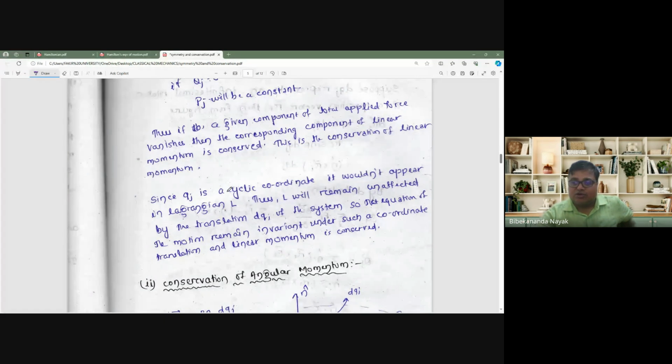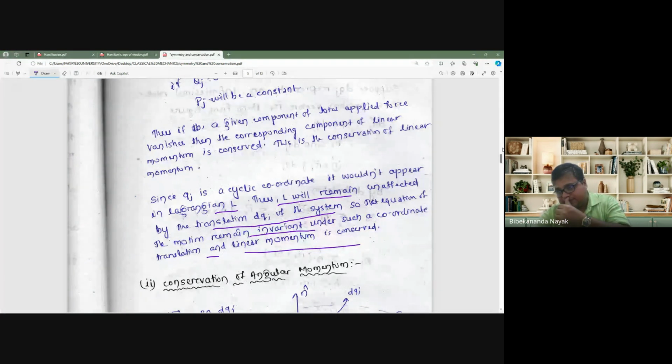Since Qj is a cyclic coordinate, it would not appear in the Lagrangian. The system will remain unaffected by the translation dQj. So if Qj is cyclic, it does not appear in the Lagrangian, and on varying dQj, the system is unaffected. That means the motion remains invariant under such coordinate translation, and hence linear momentum is a conserved quantity.